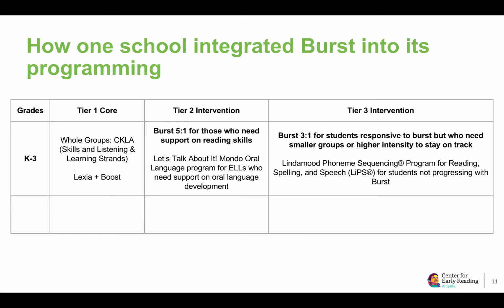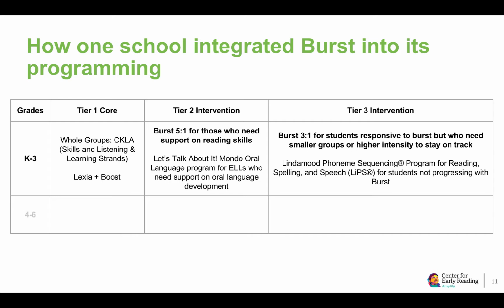Students not responsive to Tier 2 interventions are placed in a Tier 3 intervention. Tier 3 intervention here can mean different things. For students who are responsive to BURST but need higher intensity to stay on track or to accelerate their learning, Tier 3 could mean smaller group size of 3 students or receiving 1 hour of BURST daily instead of the regular 30-minute BURST lesson. For students who are not responsive to BURST and not making any progress in BURST, an alternate program such as the LIPS program might be implemented.